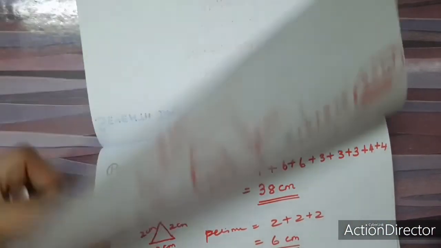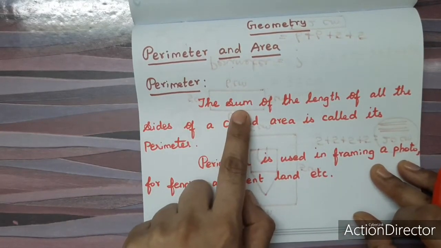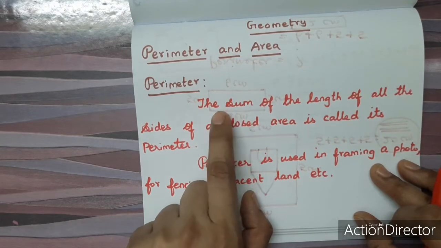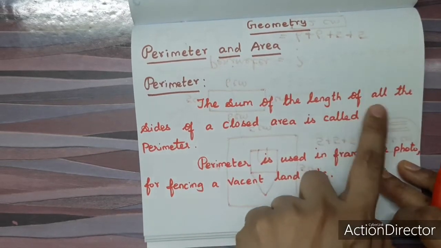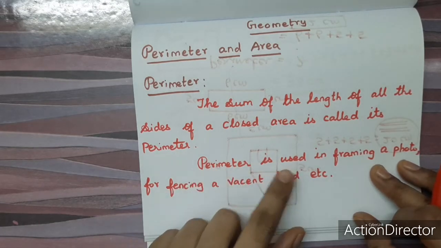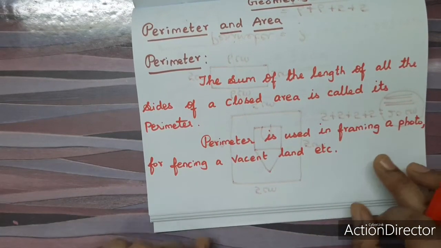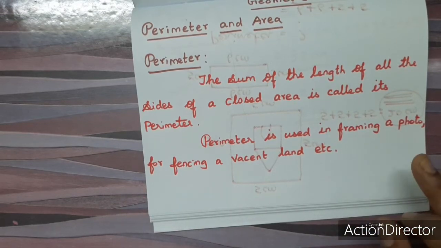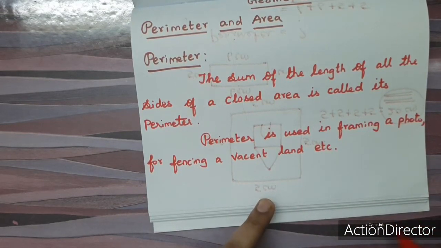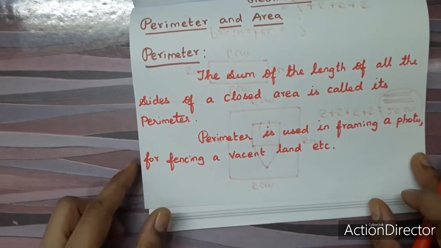So, now we shall recall the definition once again. So, what is perimeter? Sum. Sum means add. The sum of the length of all the sides. We are going to add all the sides length and we will arrive at the answer for perimeter. Okay, so perimeter is used in framing a photo. If we want to frame one photo, you will measure the perimeter of this photo and we will do the framing. Okay, this is called perimeter.